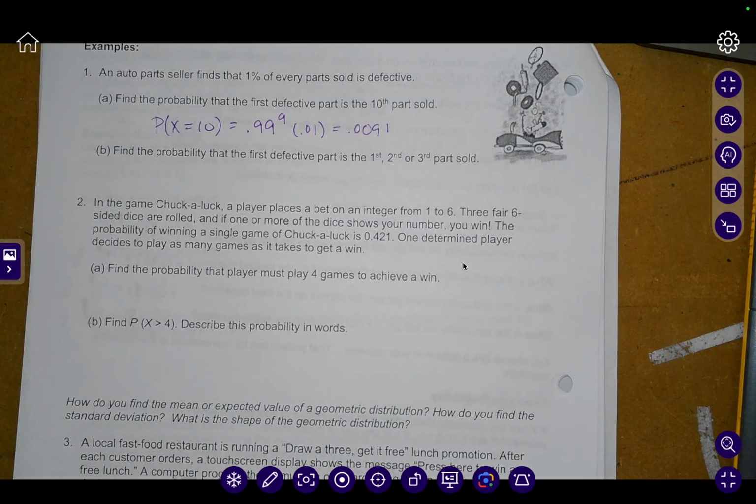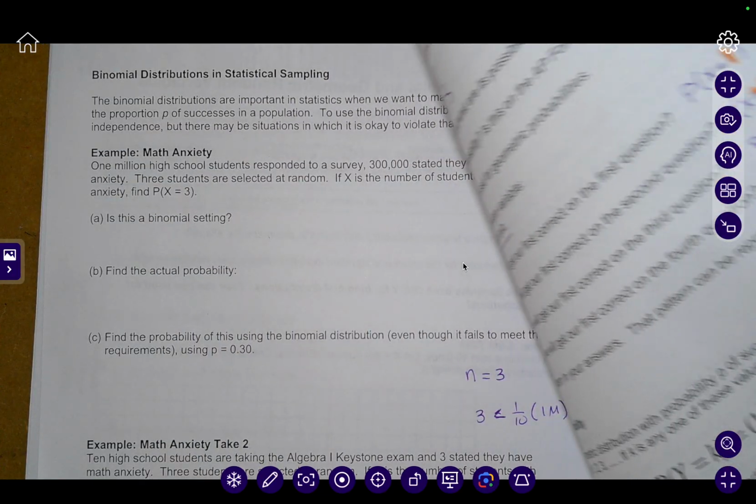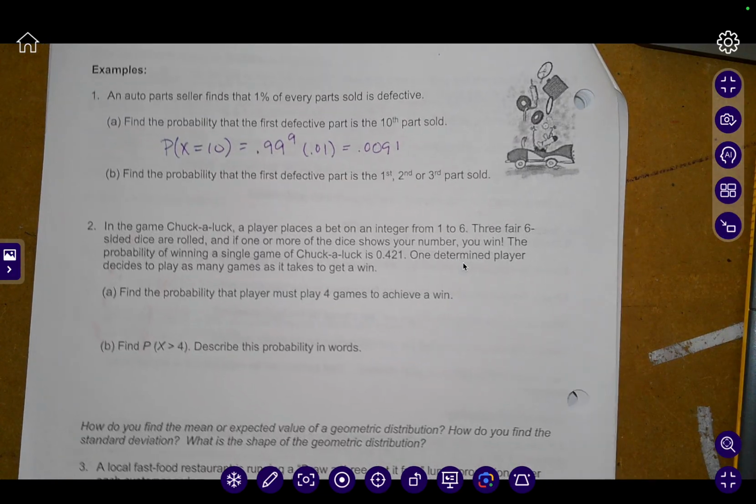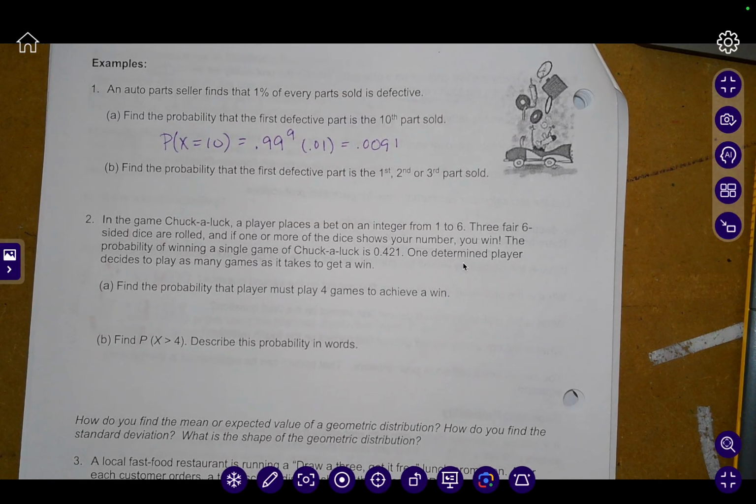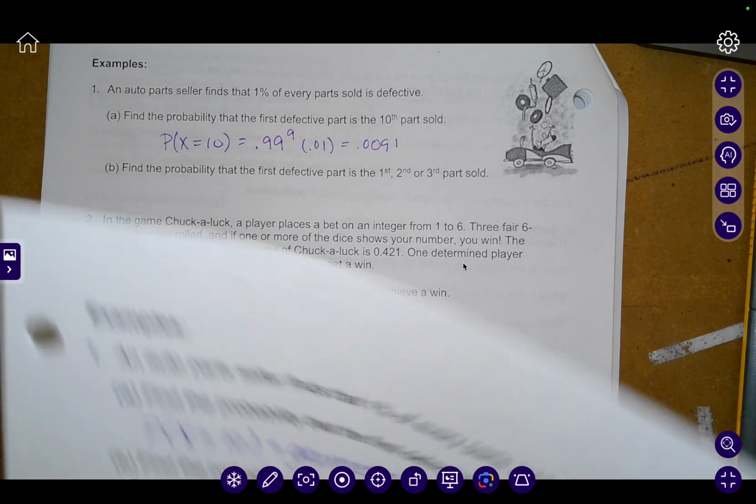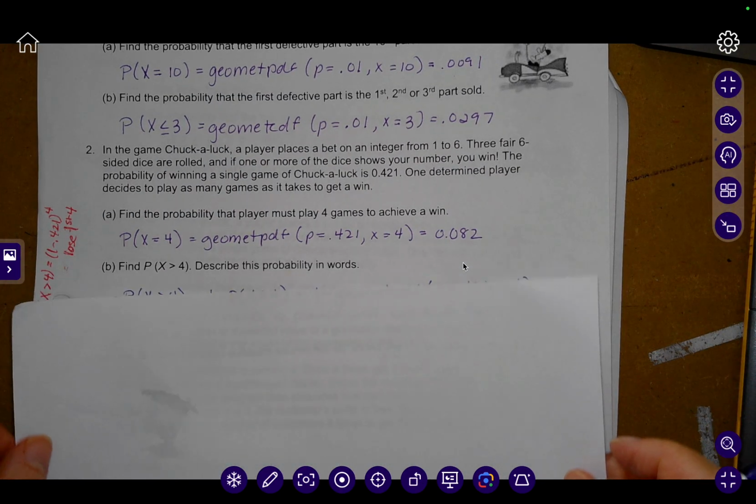Go ahead and try number 2, A and B. Pause the video, unpause it when you're ready.